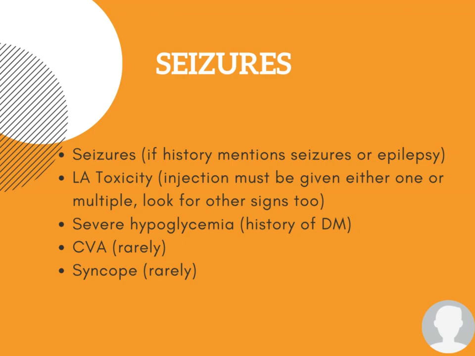In severe hypoglycemia, look for the history again for diabetes. And in cases of stroke, a severe headache must be present. And in syncope, they will give you some more information. The patient cannot directly start having seizures in syncope. Definitely, they will give you some more information. So, mainly in this case, you can suspect seizures or LA toxicity.